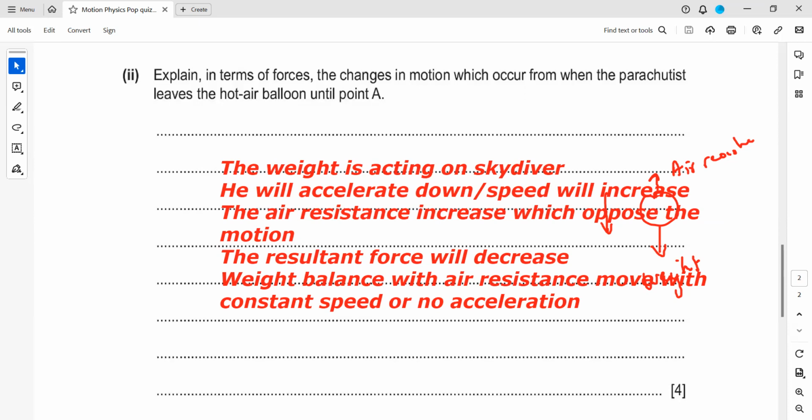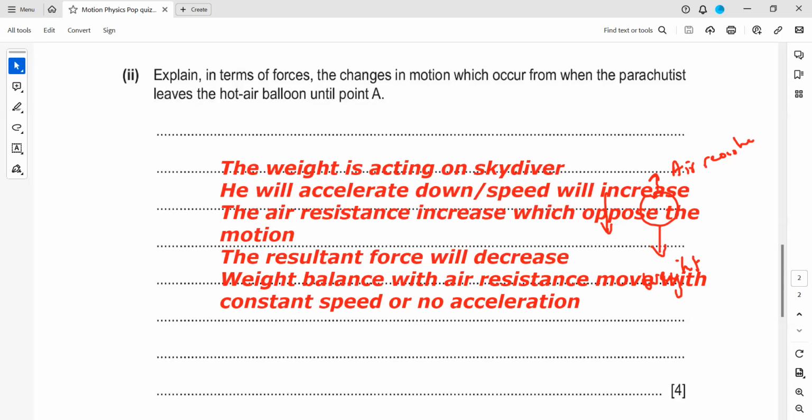This is a structured answer. You have to learn this answer. The first thing: the weight is acting on the skydiver, or the gravitational force is acting on him. As a result of the gravitational force, he will accelerate. Then as he accelerates, his speed will increase, and the increase in the speed will cause the air resistance to increase as well. Air resistance opposes the motion, and the resultant force on the skydiver will decrease.